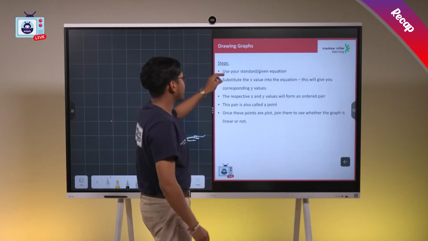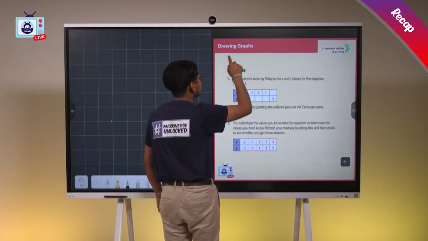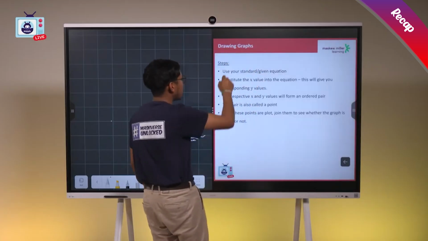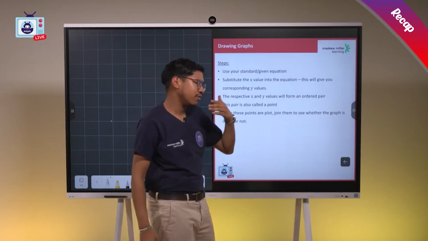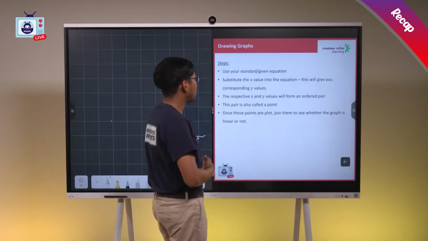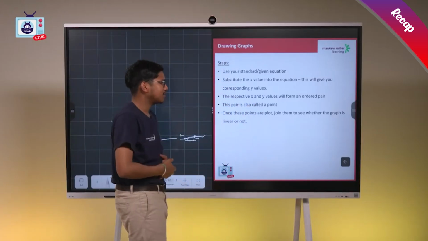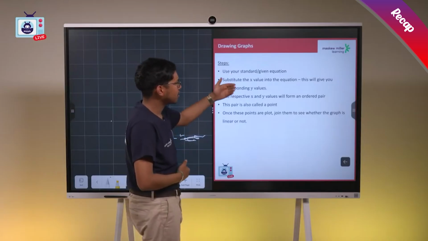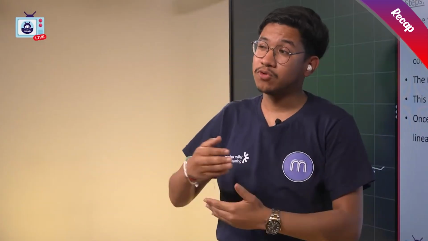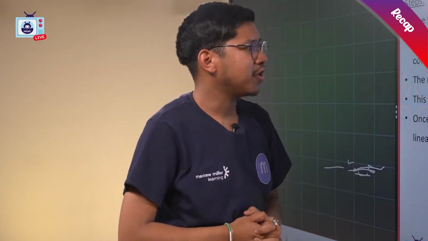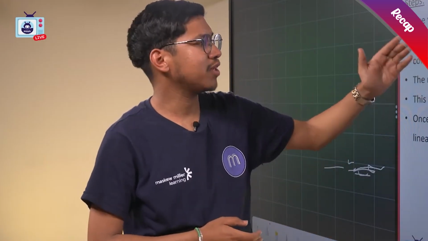Okay, so now we go into the main part of today's lesson, and that is drawing graphs. And there are steps that we have in place before we can draw the graphs. What is it telling us here? It is telling us to use your standard or your given equation. So it will give you an equation, right? And then what do we do? We substitute the x value into the equation, and this will then give you a corresponding y value.